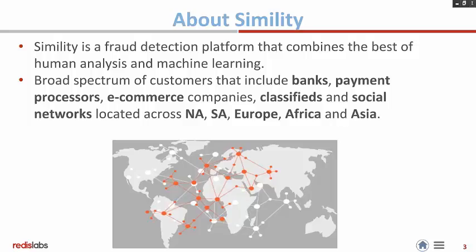We have a very broad spectrum of customers that include banks, payment processors, e-commerce companies, classified social networks, telecom, and so on. And these companies are spread across North America, South America, Europe, Africa, and Asia. Antarctica is probably the only one that's left for us, but kidding aside, we have a global distribution of customers.